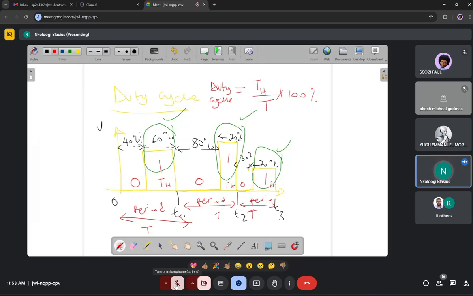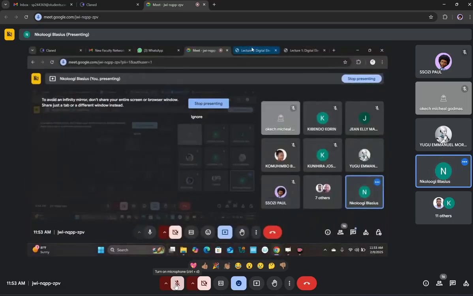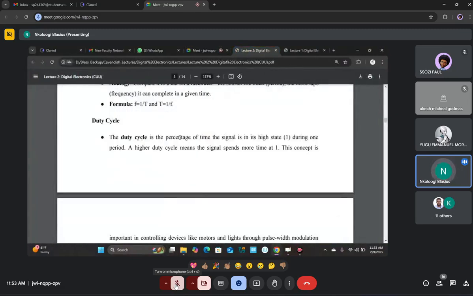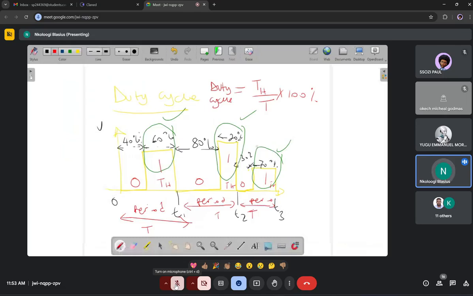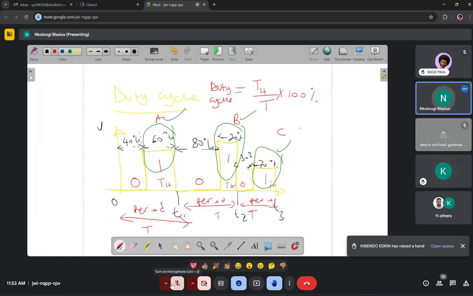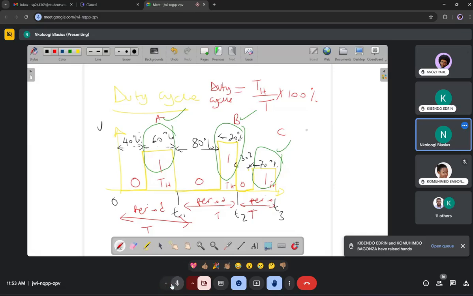If we go back to our slide, the duty cycle is the percentage of time the signal is in its high state during one period. A higher duty cycle means that the signal spends more time at one. For example, in these signals, we have A, B, and C. Which duty cycle do we have as the high duty cycle? According to me, the high duty cycle is at 70%. It is C.